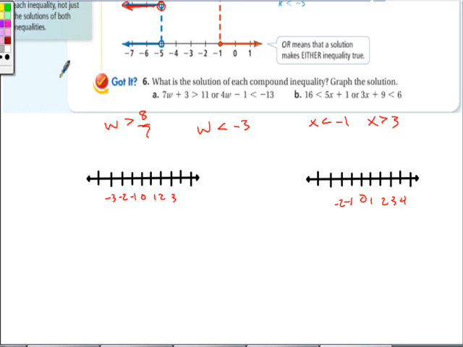So let's take a look at my answers here. W is greater than 8/7. Well, 8/7 is slightly more than 1. So we'll say that's right there, and that's open, and it's going forever in that direction. And less than negative 3, also open and going forever in that direction. And that's it. That's all you got to do. Over here at part B, I have x is less than negative 1, so right here, and going forever in that direction. And then greater than 3, open, and going forever in that direction. And that's it, guys. Easy stuff there. Hopefully you remember all that stuff from inequalities.